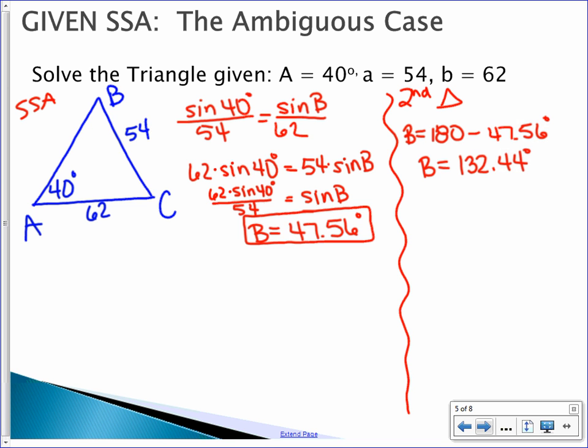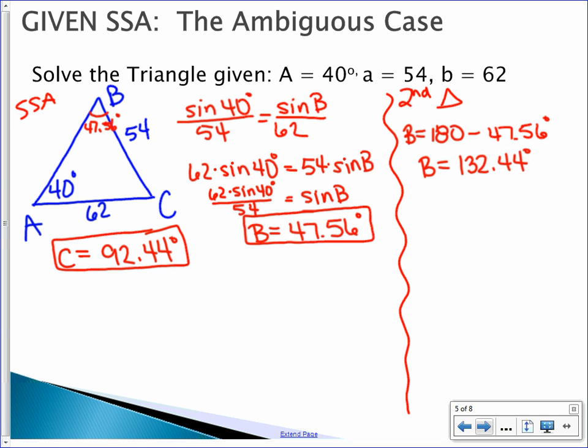Okay? If we know that angle B is 47.56 degrees, what can we find now? We can find angle C, and that's pretty easy, right? We just need these to add up to be 180. So go ahead and take 180 degrees minus 40 minus 47.56. What is our angle C? 92. You agree with Sean? You read it off.